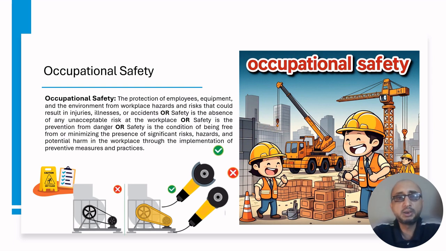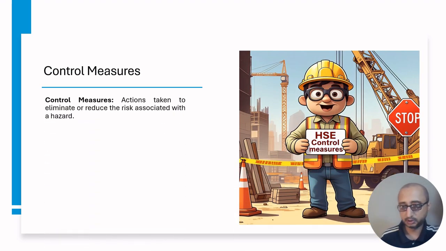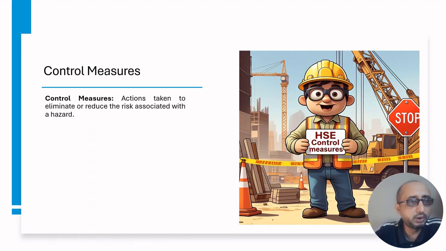So basically, what is safety? Safety is the absence of any unacceptable risk that may cause or pose a potential threat to the organization, worker, business, or environment. Okay, now let's understand the control measures. Actions taken to eliminate or reduce the risk associated with a hazard are called control measures.